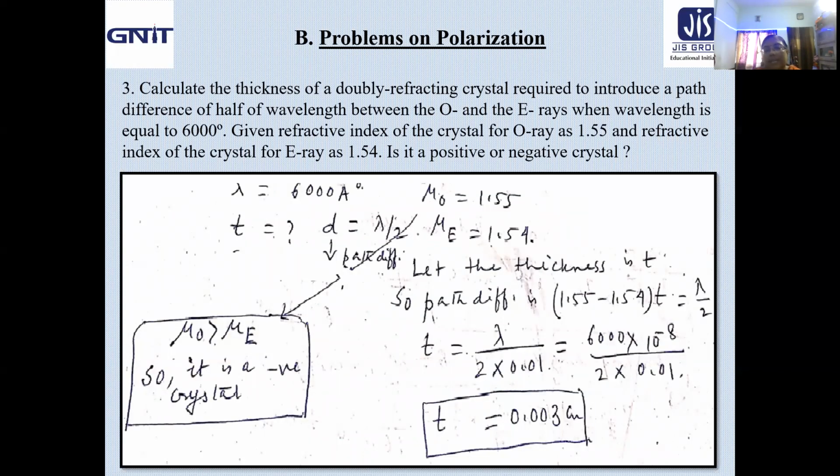Path difference is written as lambda by 2. Now, you are asked to find the corresponding thickness T. So, T equals lambda by 2 into 1.55 minus 1.54, that means 0.01. Put the lambda value which is given as 6000 angstrom. So 6000 into 10 to the power minus 8 divided by this, we will get the thickness to be equal to 0.003 centimeter.